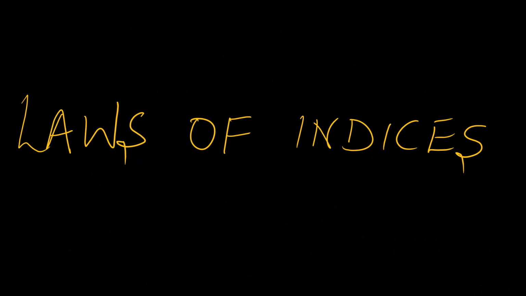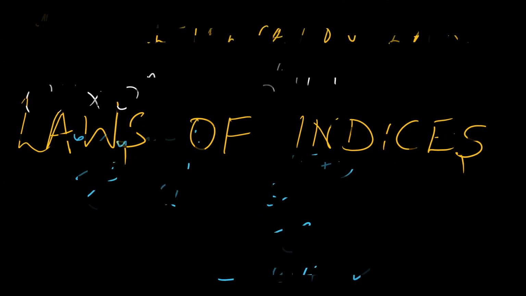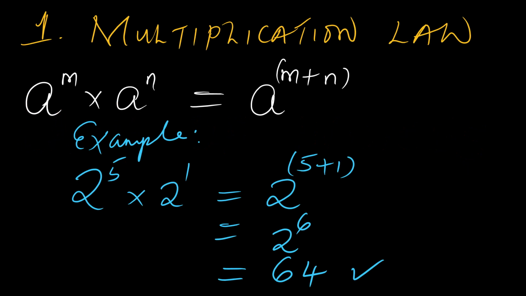Let's go to some important laws of indices. We start with the first one, the multiplication law of indices. Given a raised to the power m multiplied by a raised to the power n, we solve it by taking a and getting the sum of the powers. The bases are the same, but the powers are different. The most important thing is when you find the bases are the same, you simply add the powers.